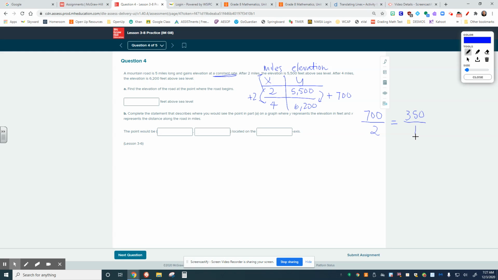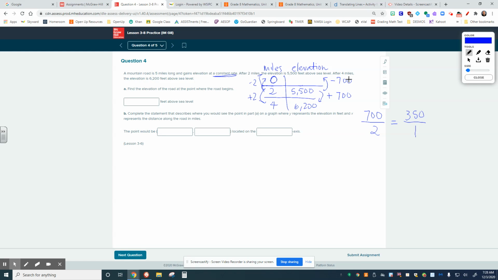Now we need to work our way backwards to the sea level. So maybe what if we thought about our table? Let's go ahead and give ourselves just a little bit of room. If we're looking at this as a table, we need to go ahead and go backwards to 0 miles on the road. So if we're going backwards 2 miles, this is a decrease of 2, meaning that this opposite direction should be following the slope, a decrease of 700, just working backwards. And that will tell you where your elevation above sea level would be.